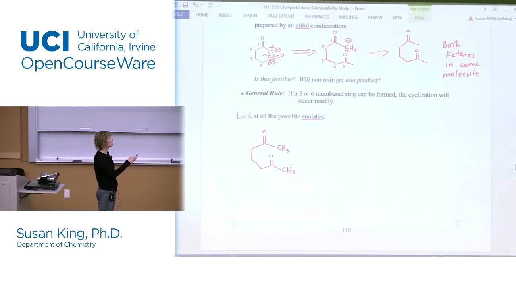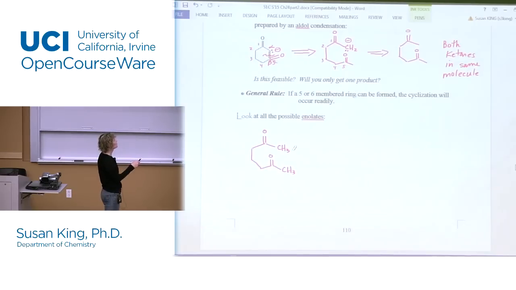If we form the enolate here, so that this carbon will be negatively charged and it cyclizes on that carbonyl, how many atoms do we have in the ring? So we count 1, 2, 3, 4, 5, 6. That would make a 6-membered ring. That's going to be favorable, 5 or 6.